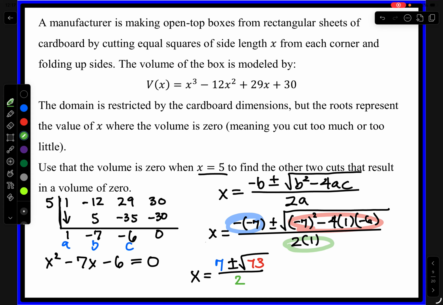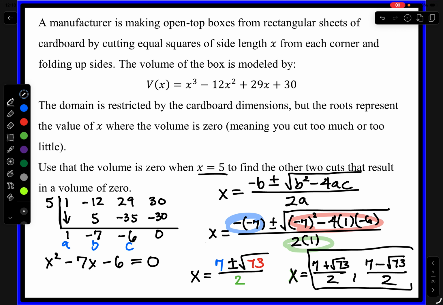So there are our 2 solutions. It doesn't look like 2 solutions, but it is because of that plus and minus symbol. So our 2 solutions are this: x equals 7 plus the square root of 73, divided by 2, and x also equals 7 minus the square root of 73, divided by 2. So those other 2 places are again some exact values. You have to cut a square of those 2 sizes in order to end up with a volume of 0.